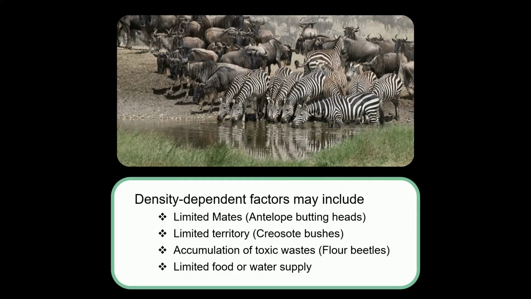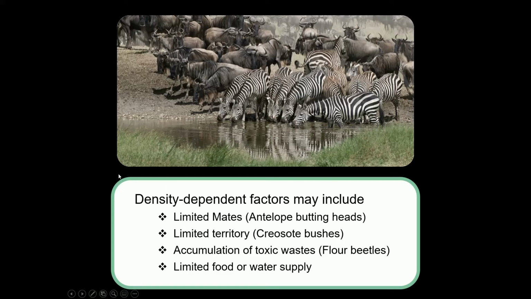And then limited food and water resources is another density-dependent limiting factor. There's only so much precipitation in a given area over the course of the year. All that precipitation is going to be gathered together in underground reservoirs or in ponds or streams, and that means that there's only so much water that can go to every organism, and each organism has a certain amount of water that they need to survive, so you can't have an unlimited number of individuals in any given area.